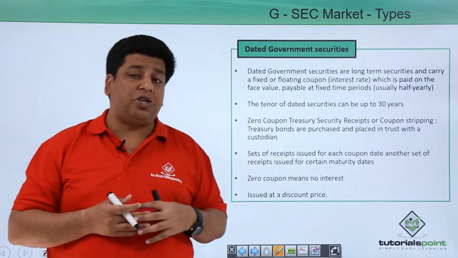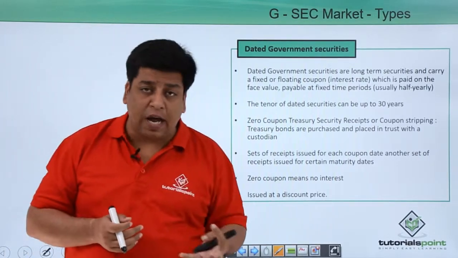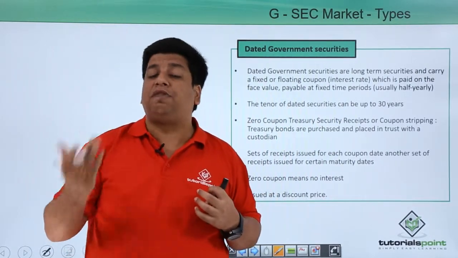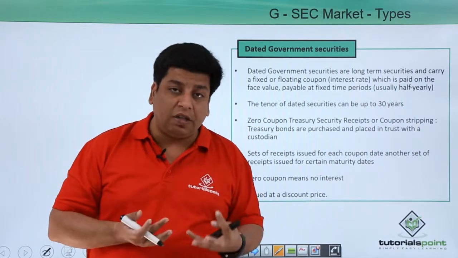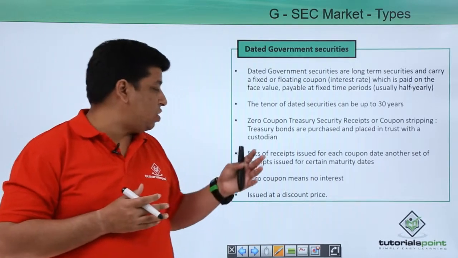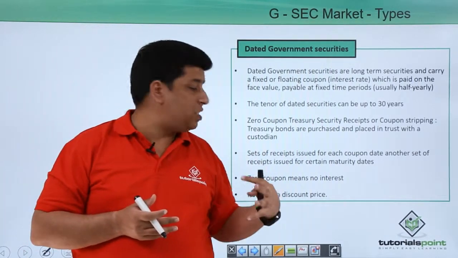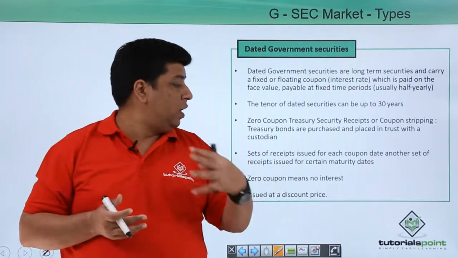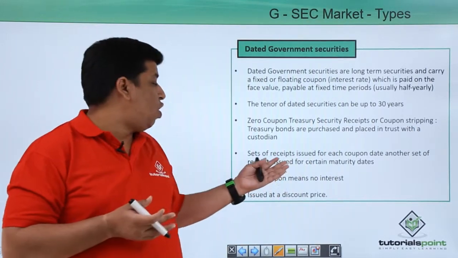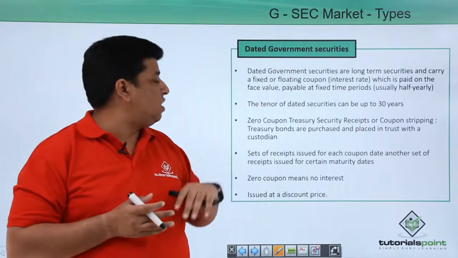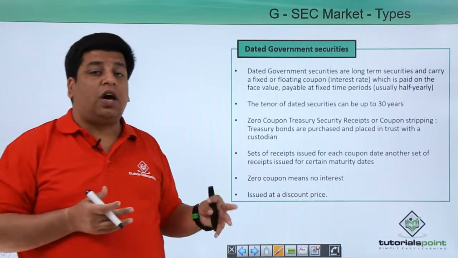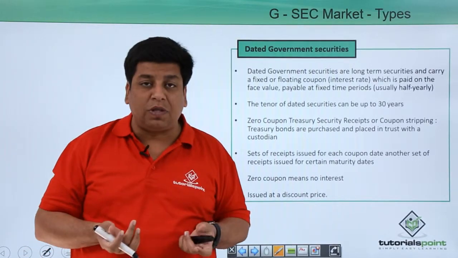Zero coupon Treasury securities are issued at a discount and do not carry any coupon, but the redemption will be at face value. Hence the difference will be the earning for the investors investing in these. Now there are two sets of receipts: one set of receipts is for the coupon dates, another set is for the maturity dates. That's how the two sets of receipts are issued against the dated government securities. And again, as I said, zero coupon means there is no interest. It will be issued at a discount price and redeemed at face value.